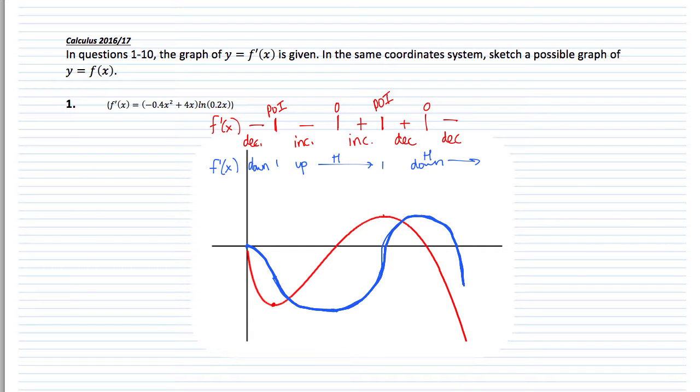And so keep in mind, what I'm really looking for are what happens at each of these segments, where there's a 0, where there's a point of inflection, 0, and those are my points of interest.